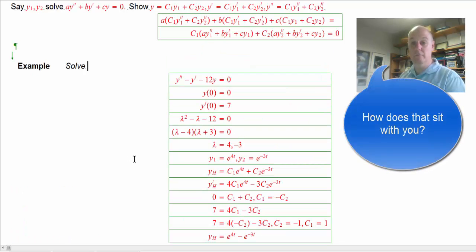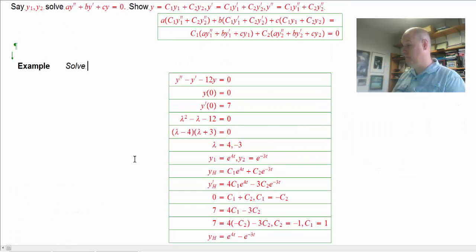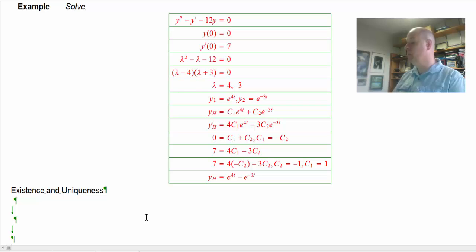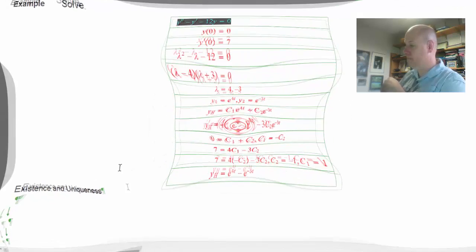How does that sit with you? Existence and uniqueness. Well, let's look at the uniqueness. Once we start to invoke the initial conditions, that's when I get the unique constants. The differential equation part, the y prime prime part, gives me the lambdas, gives me the eigenvalues. The initial conditions give me the c's.